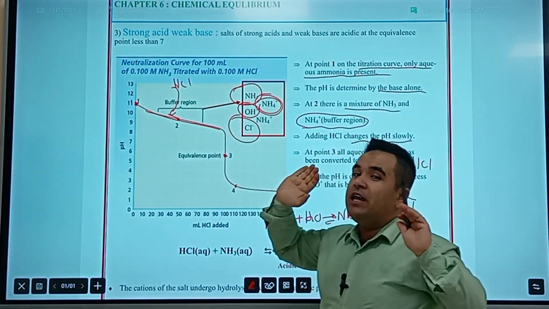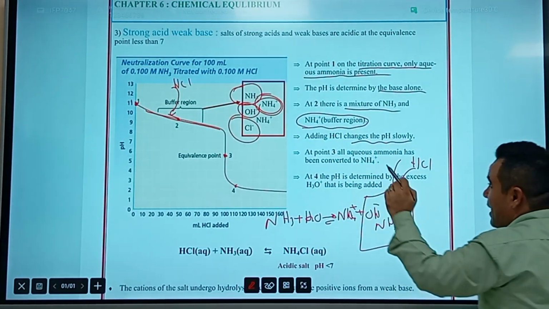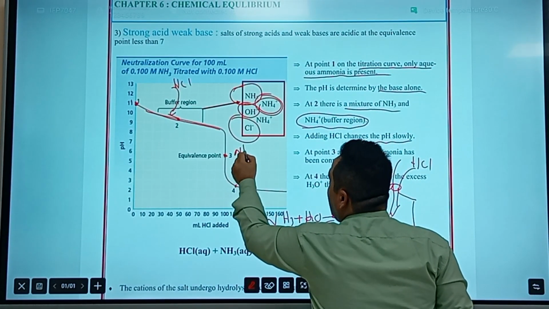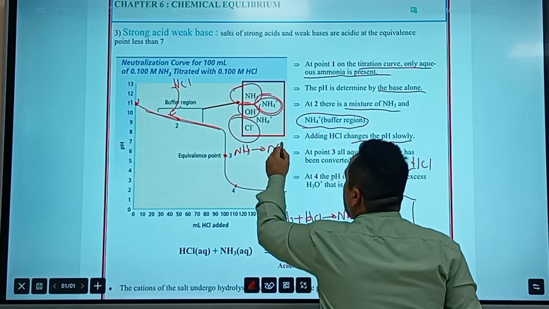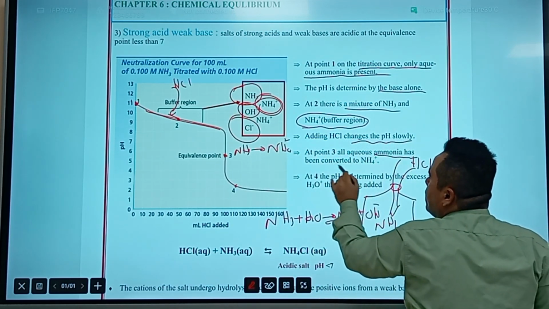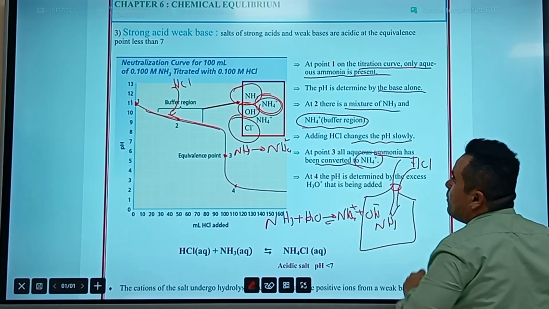It resists change in pH. But at point 3, guys, all of the ammonia is converted to ammonium. All of the aqueous ammonia has been converted to ammonium.